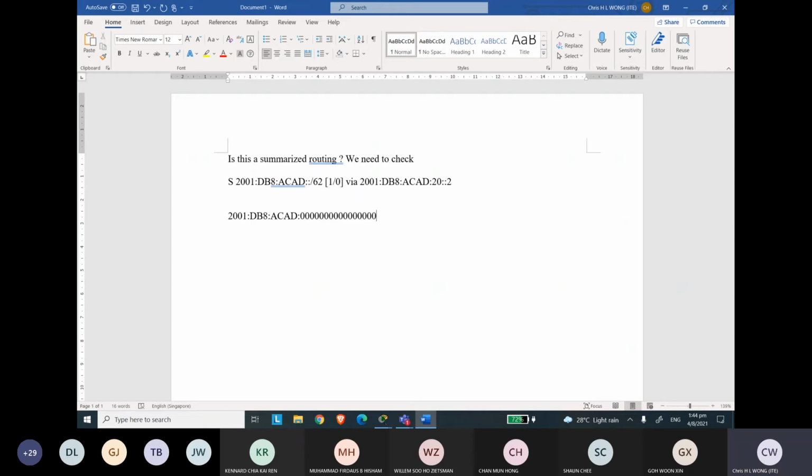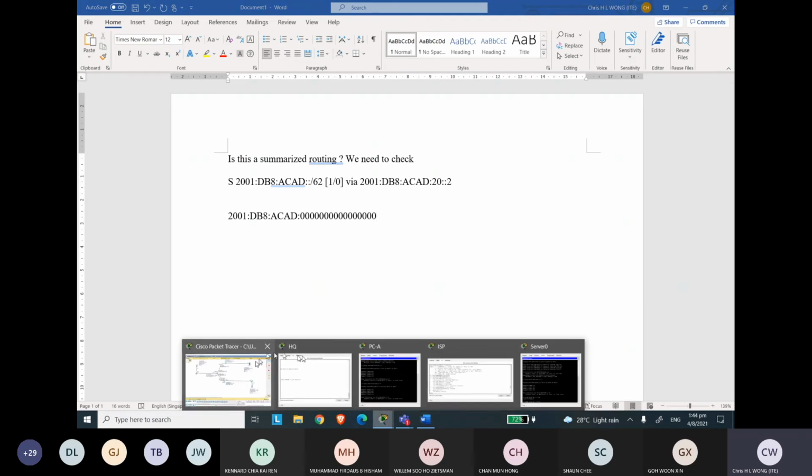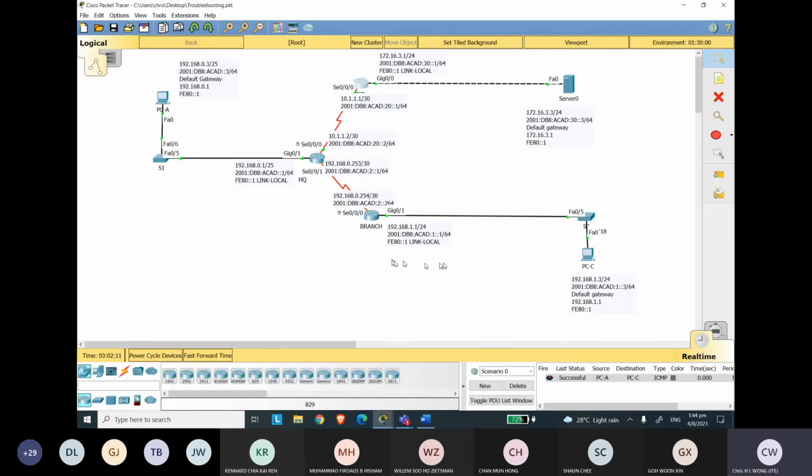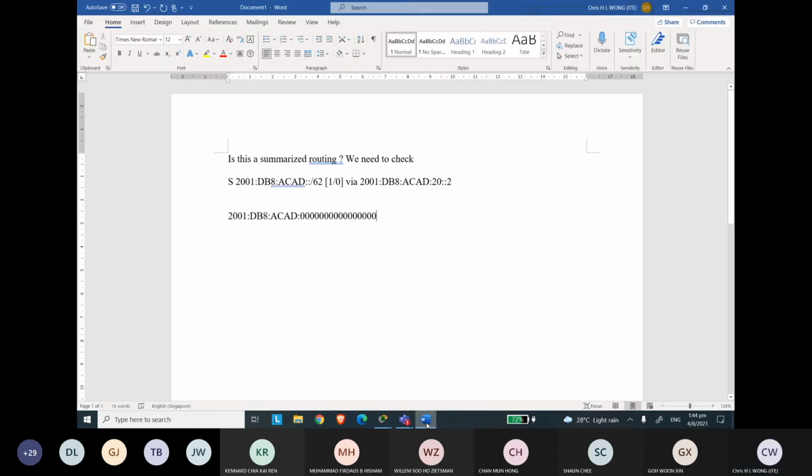16 bits. Okay, now copy the next one. Check the IP address. The next IP address I will copy, this is a 1, this is a 2. So I'm going to use the 2 first. I'll copy this one first: 2001:db8:acad:2. Okay, so I'm going to copy the network.